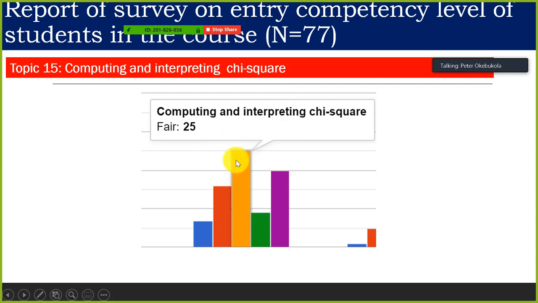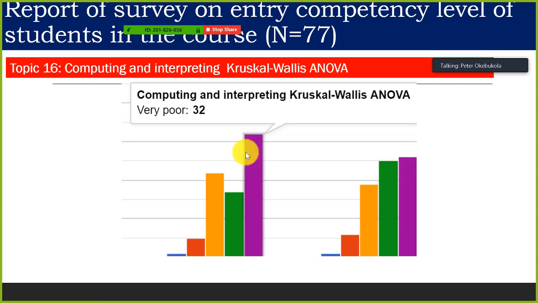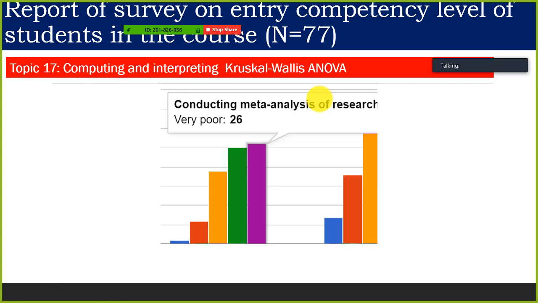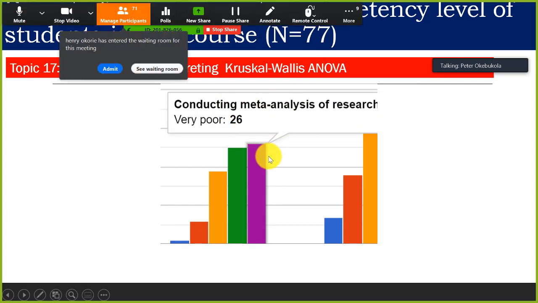So you can see the fair bar, the orange bar, is the tallest. Now, Kruskal-Wallis ANOVA is a non-parametric statistic, which many of you are not familiar with. It is the alternative to the F-test when you have violated parametric assumptions. So meta-analysis of research. I'm sure Professor Sholadi Sokwe from Washington State University, Pullman, USA, will like to say this.